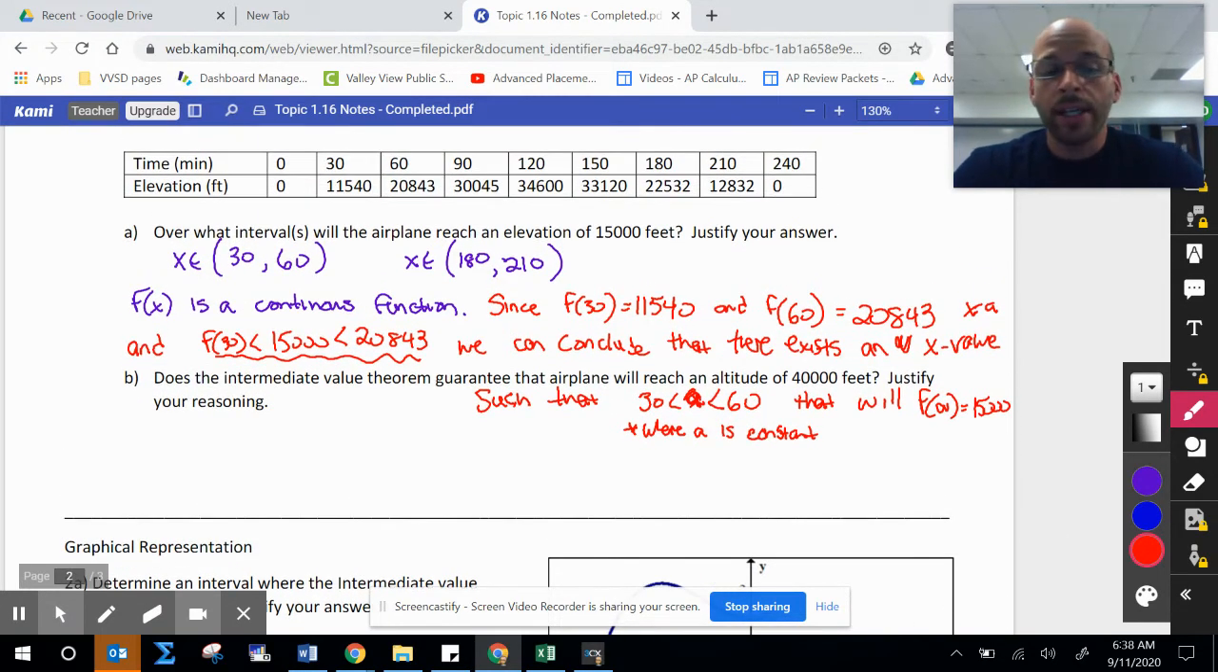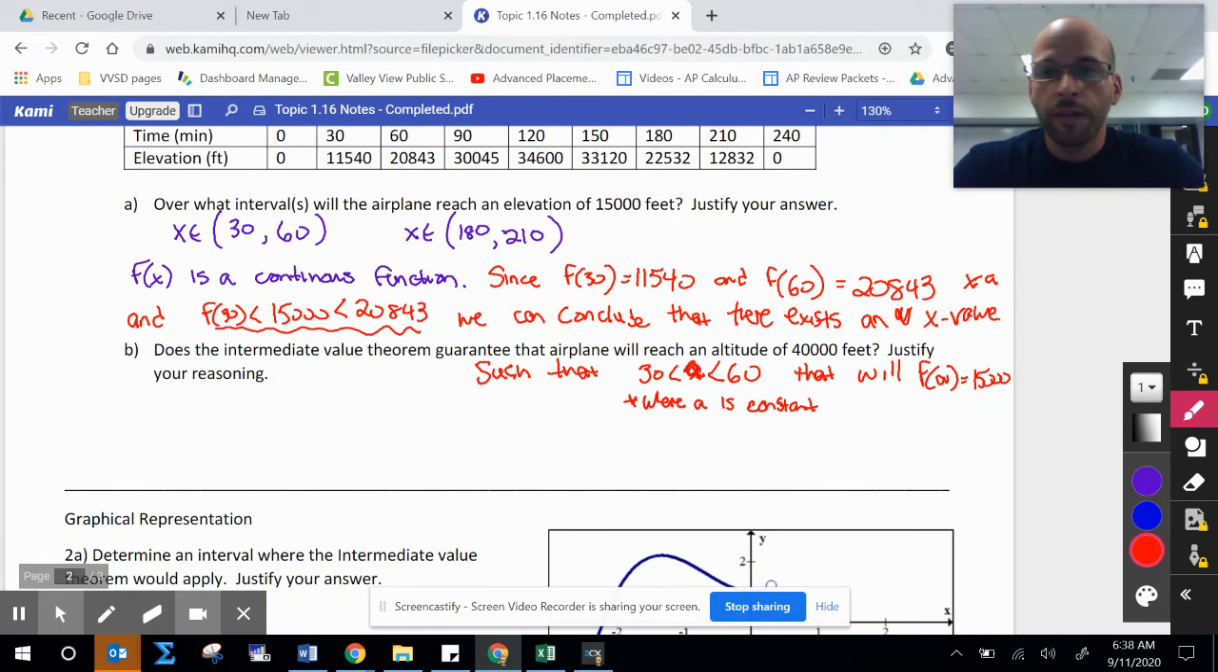Does the intermediate value theorem guarantee that the airplane will reach 40,000 feet? The answer is no. Even though it's continuous, there are no x values produced from our table of values that go above 40,000 feet. Now, does that mean that my airplane doesn't go above 40,000 feet? We don't know that. The table is very undescriptive. But based on the information given, we cannot justify that conclusion. So the answer would be no. And my reasoning is that there are no moments of time given where the airplane is above 40,000 feet. Therefore, you can't use intermediate value theorem.